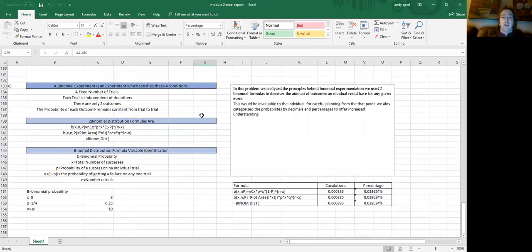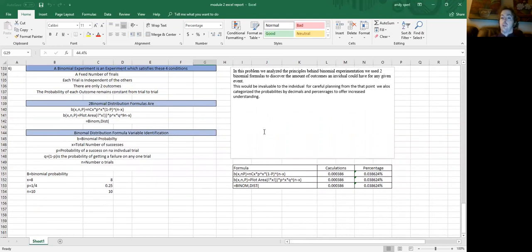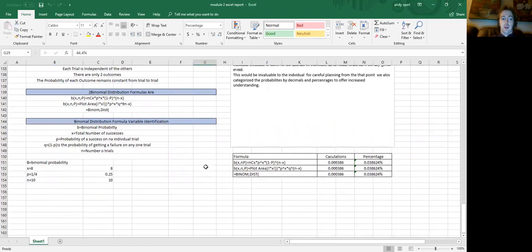Now, in this problem, we analyzed the principle behind the binomial experiments. We used 2 binomial formulas to discover the amount of outcomes an individual could have for any given event. This would be invaluable to the individual for carefully planning from that point. We also categorized the probabilities by decimals and percentages to offer increased understanding, which down here shows a formula for that, right there.